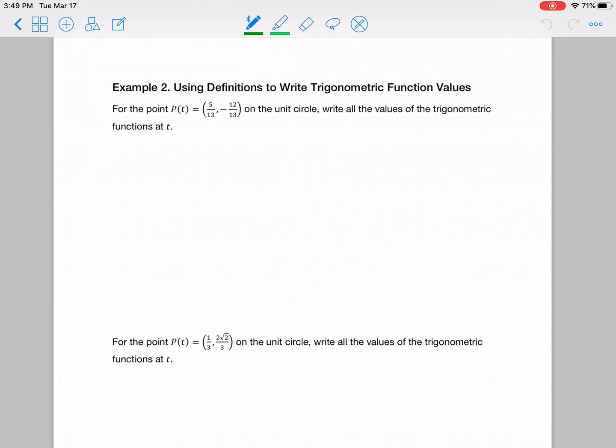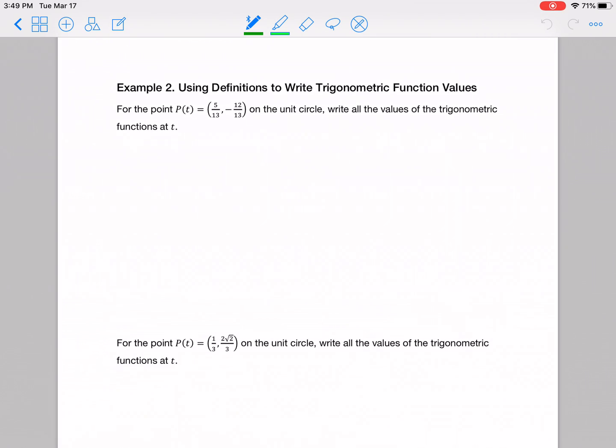Next, let's try an example. Using definitions to write trigonometric function values. So for the point P of t is 5/13 and -12/13 on the unit circle. That's important. On the unit circle, it means r equals 1. Write all the values of the trigonometric functions at t.